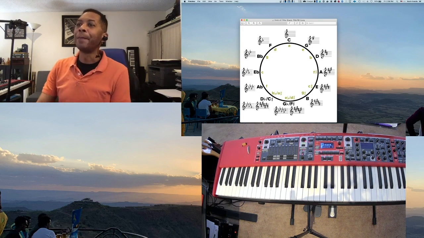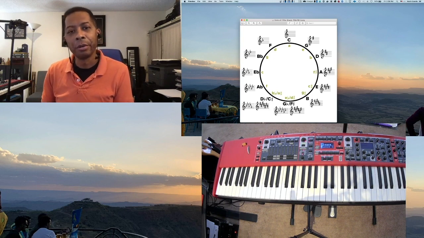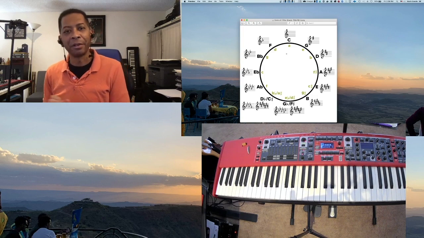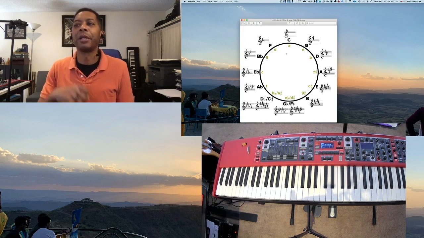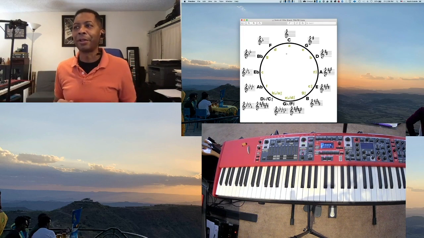Okay. The notes on the outside are what are called the major scales, and the notes on the inside are the minor scales. There's a relative minor scale to every major scale. But we're just sticking with the major today. We're not talking about the minor.